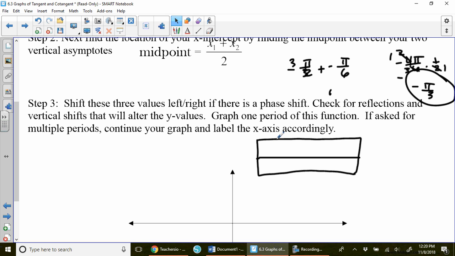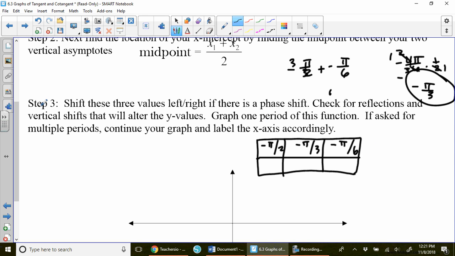We only need 3 spots in our table for this one, since there are only 3 places. Our 3 values are negative pi over 2, negative pi over 3, and negative pi over 6. Those are our 3 x values for the tangent function based on the period.